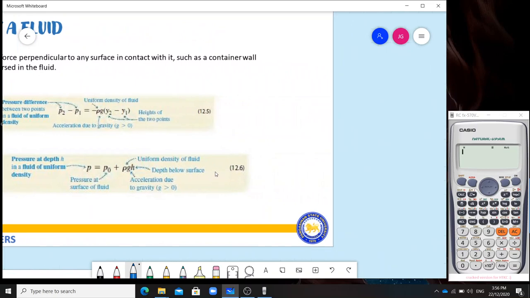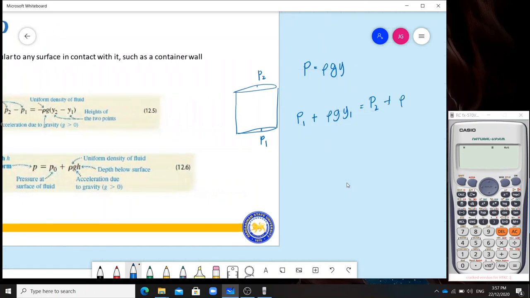So, ganito hinahanap yan. So, for example, ito yung P1 natin. Ito yung P2. Okay? So, tandaan nyo na ang pressure ay equivalent sa rho g y or rho g h. Okay? So, ito, P1 plus rho g y1 is equals to P2, okay, plus rho g y2. Okay? Ganyan siya. Tama ba?